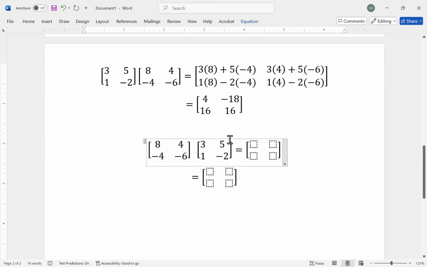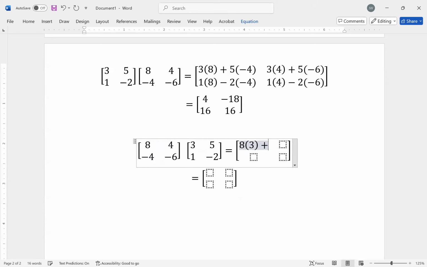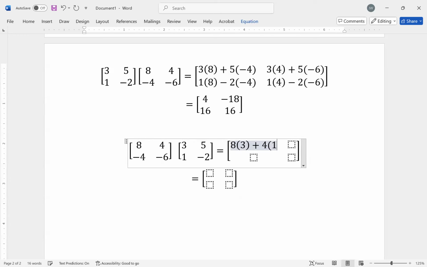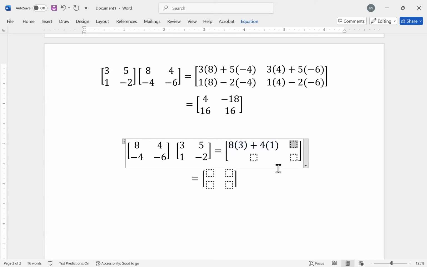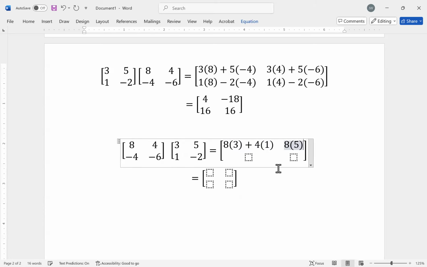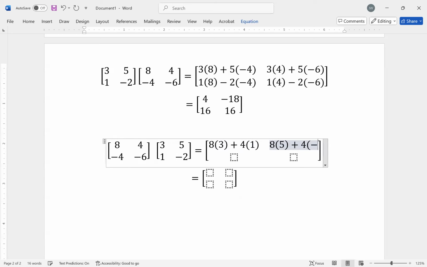Now the second problem, we just multiply those two matrices in the reverse direction. I'll go a little bit quicker now. First row, 8, 4 times first column, 3, 1 gives me 8 times 3 plus 4 times 1. Then 8, 4, first row, we'll multiply by second column, 5, negative 2. That's 8 times 5 plus 4 times negative 2.